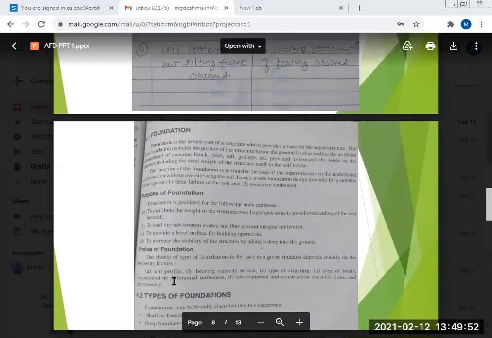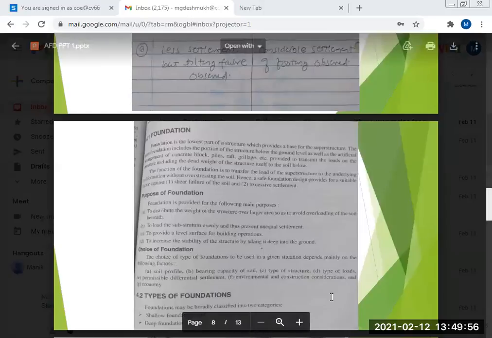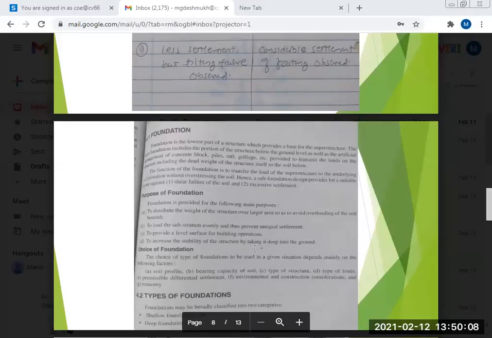Of course, it is the main thing. What type of soil is there? Suppose it is hard soil, 100% you will go for shallow foundation only. And if it is suppose black cotton soil or weak soil, and if you go for shallow foundation, then it will be difficult. So the choice of foundation depends on the soil profile, and then what is its bearing capacity.